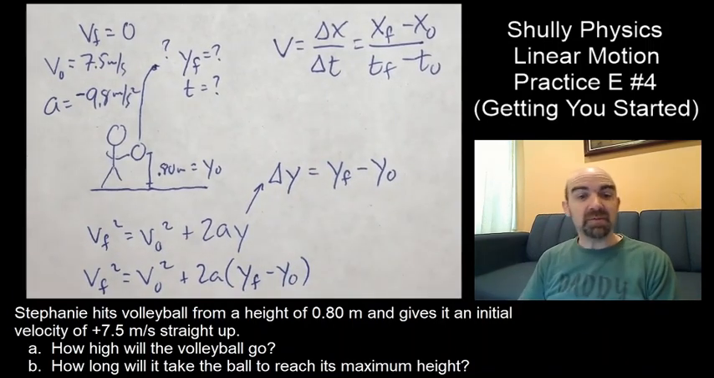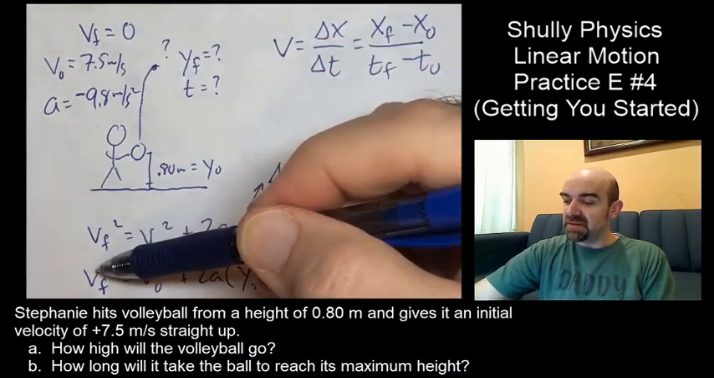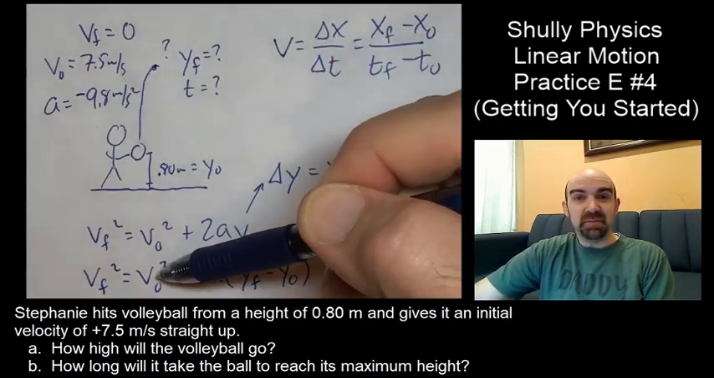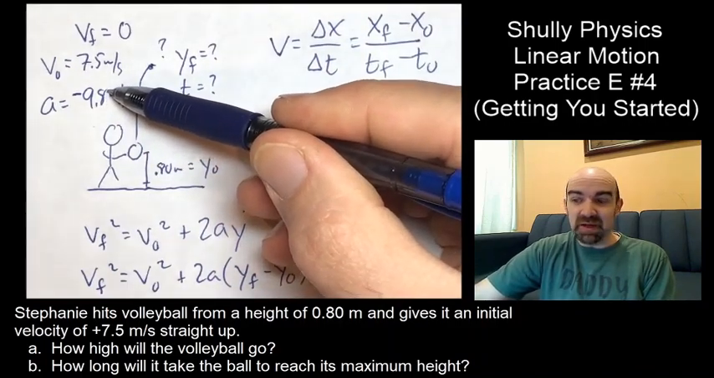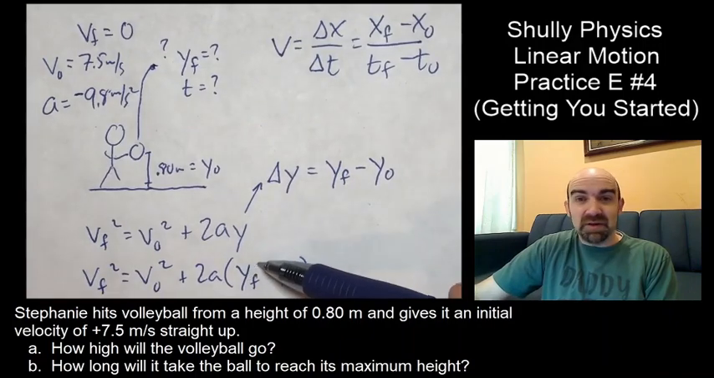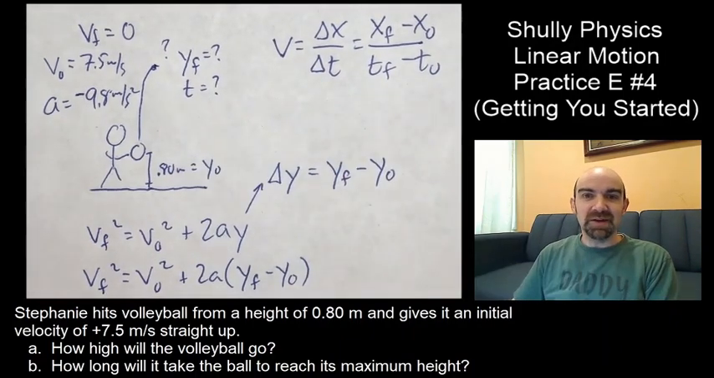Now from here on, plug in the values you got, give it a go. You've got the final velocity is 0, the initial velocity is 7.5, don't forget to square that. The acceleration is a negative 9.8. Our y final is the unknown, and the y initial is 0.8 meters. And that should get you started.